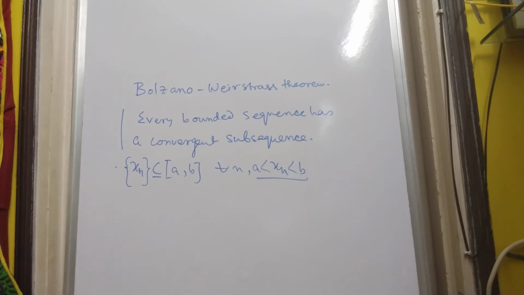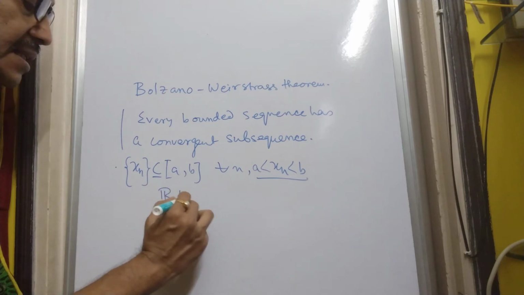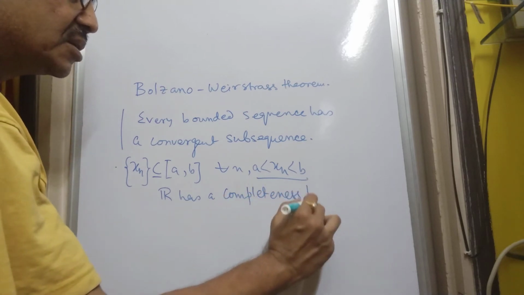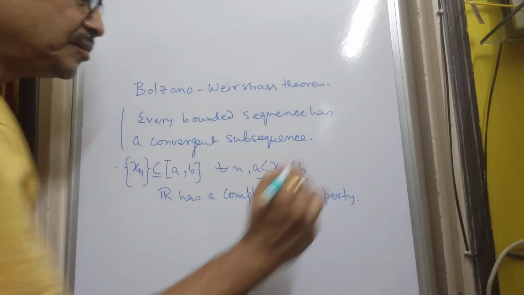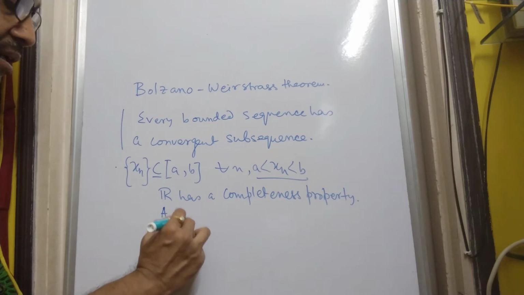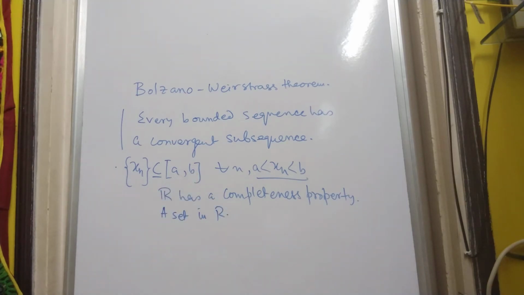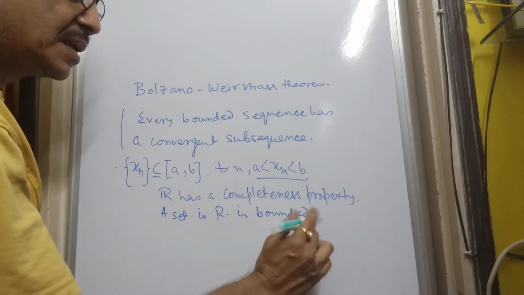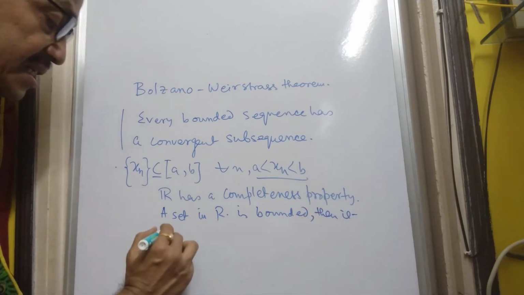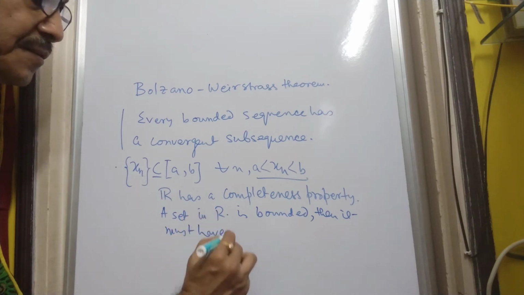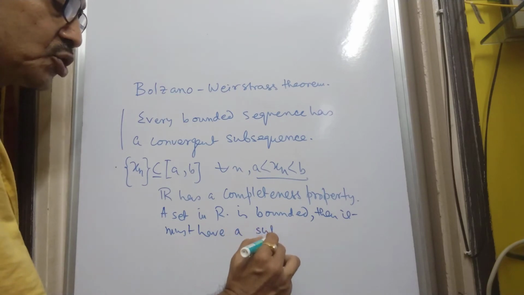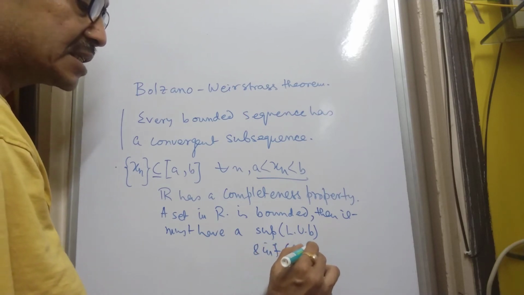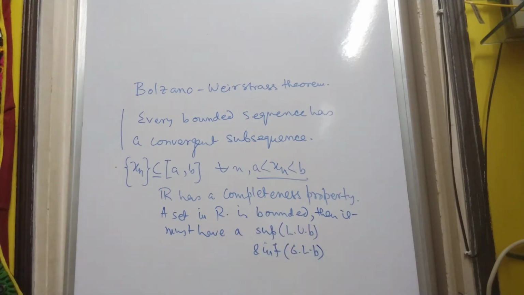And we should be aware of the fact that the real line R has a completeness property, which states that if a set in R is bounded, then it must have a supremum, which is the least upper bound, and an infimum, which is the greatest lower bound, GLB and LUB.